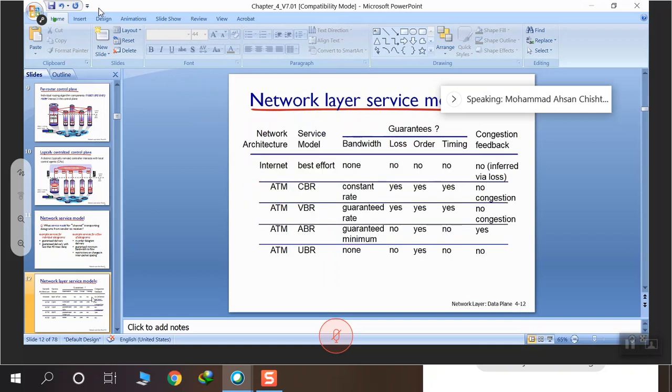So here we have a comparison, a good table in which you would understand the network architectures. There is the internet, there are ATM services, there is CBR, VBR, UBR, where it stands for constant bit rate, variable bit rate, and unspecified bit rate. And the service model of the internet is best effort. We had also discussed this previously. And there is a comparison given. You should go through it and understand what guarantees are provided.